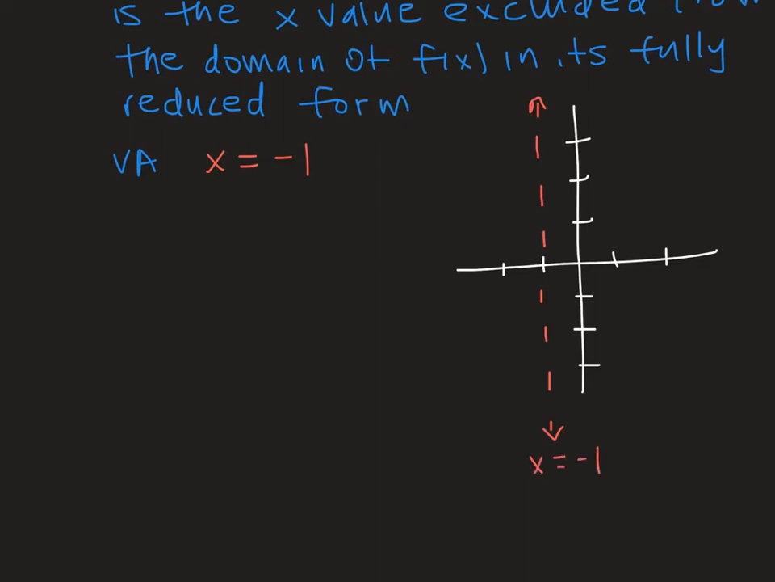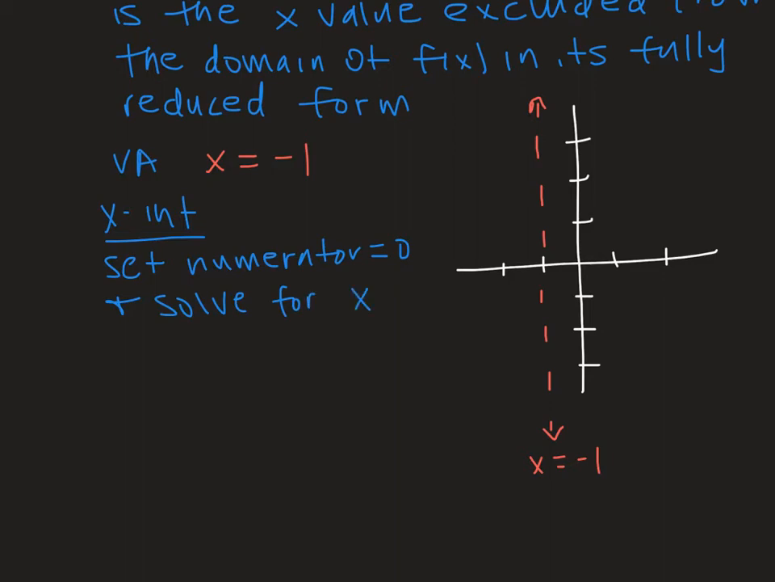Okay, let's look at the next thing. We're going to look at x-intercepts. To find x-intercepts, we just need to set the numerator equal to 0 and solve for x. The only way that we're going to have the function equaling 0 is if the numerator is equal to 0. So in this case, our numerator is x plus 3. We set that equal to 0, solve for x, we get x equals negative 3. Okay, we can plot that point. Let's see, I guess I need one more hatch mark there. And we can plot that point for that x-intercept right there.